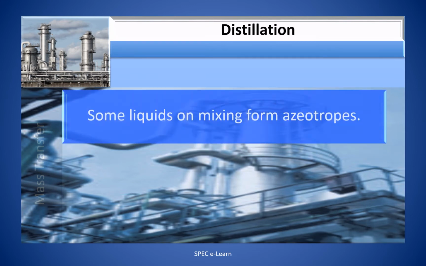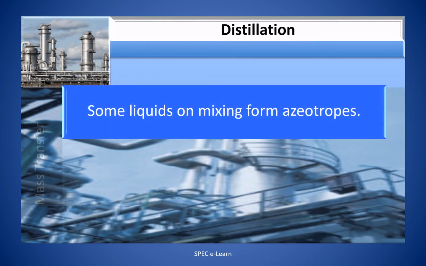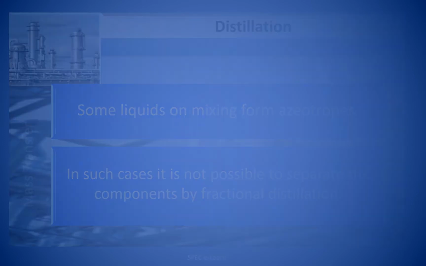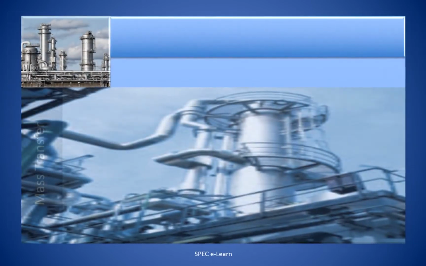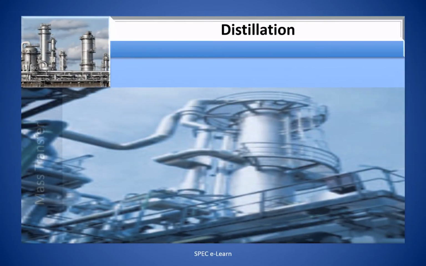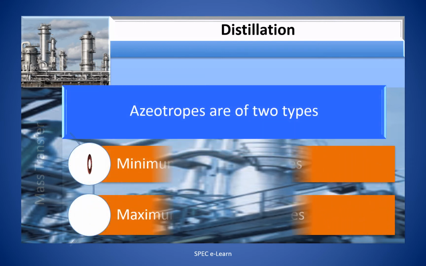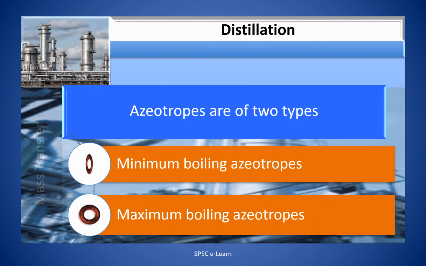Some liquids on mixing form azeotropes. In such cases, it is not possible to separate the components by fractional distillation. Azeotropes are of two types. 1. Minimum boiling azeotropes. 2. Maximum boiling azeotropes.